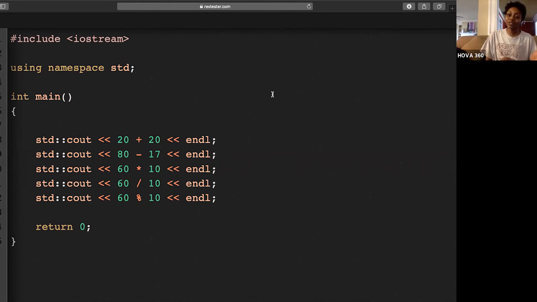So we define integers, which are whole numbers: positive numbers, negative numbers, or zero, okay? And those are whole numbers. And then we talked about decimals in our C++ programming language, which are called doubles, or also floats, okay? And then we talked about specifically, again, the order of operations.